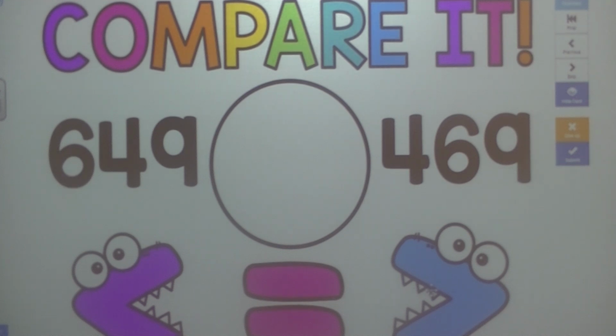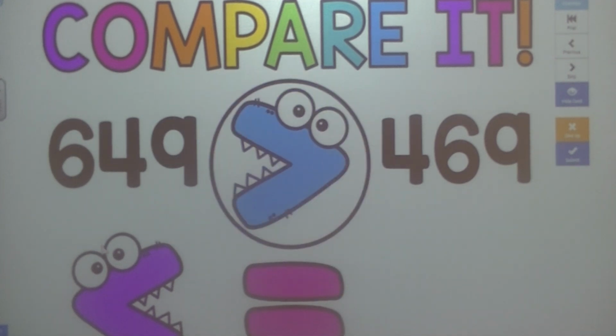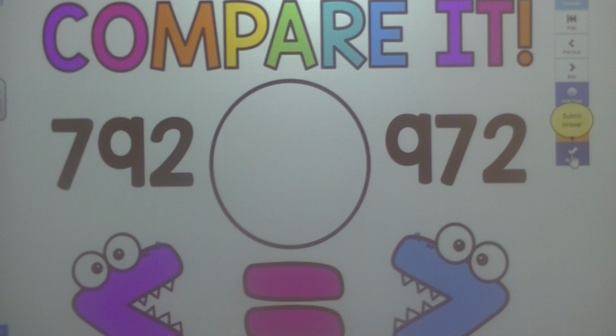So we need to drag the alligator mouth that will gobble up the larger or bigger number. And then we click Submit Answer. It'll check if it's right.